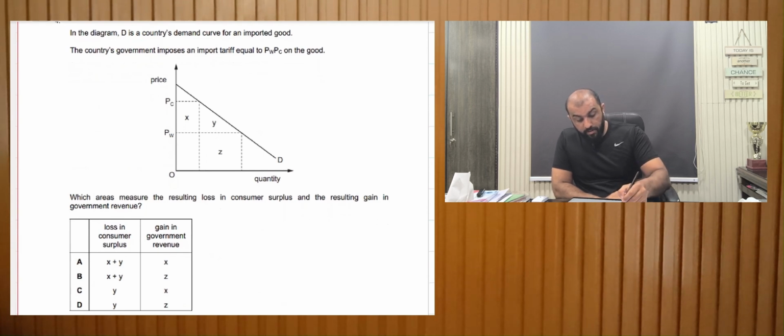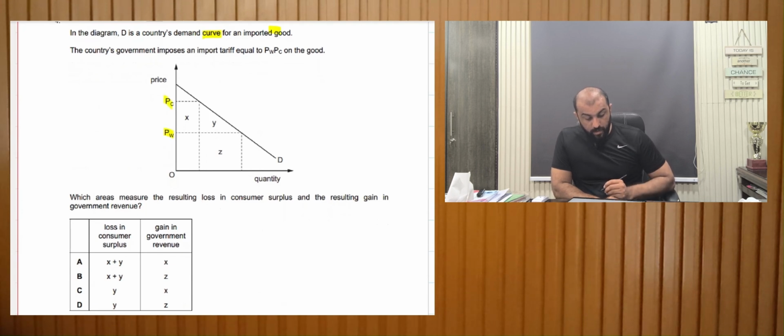In the diagram, D is a country's demand curve for an imported good. The country's government imposes an import tariff equal to PW to PC on a good. Now, the tariff has been imposed. Which area measures the resulting loss in consumer surplus and the gain in government revenue?